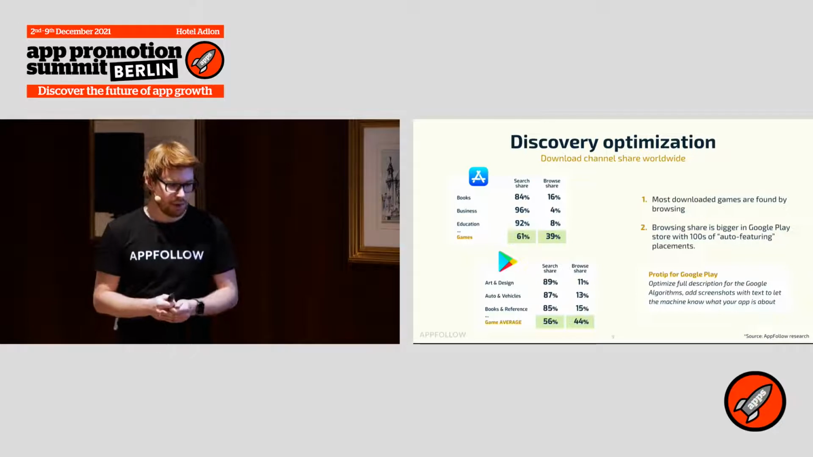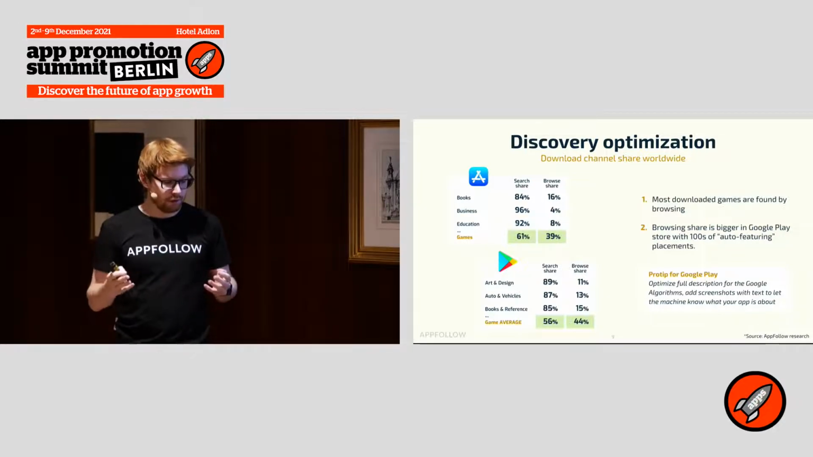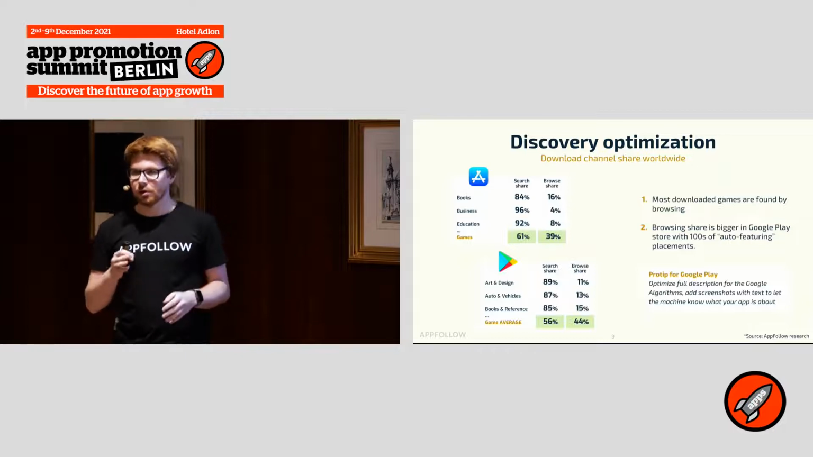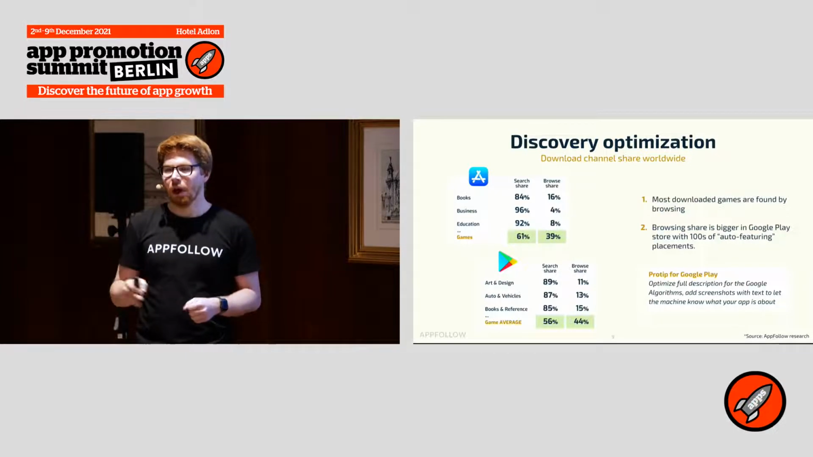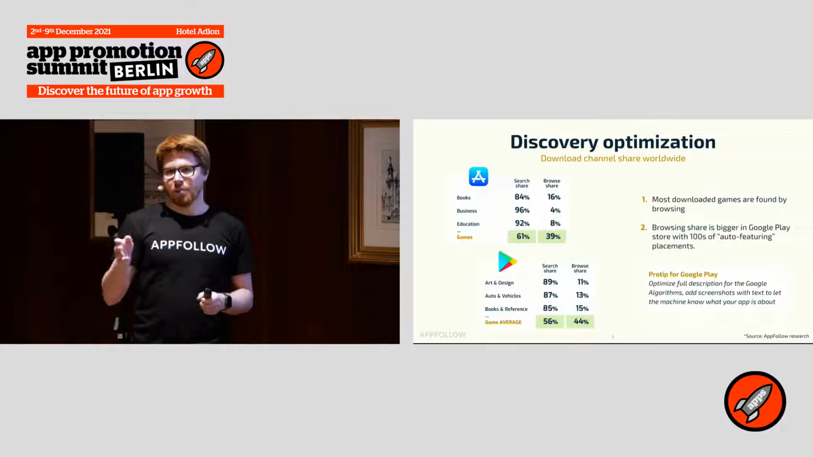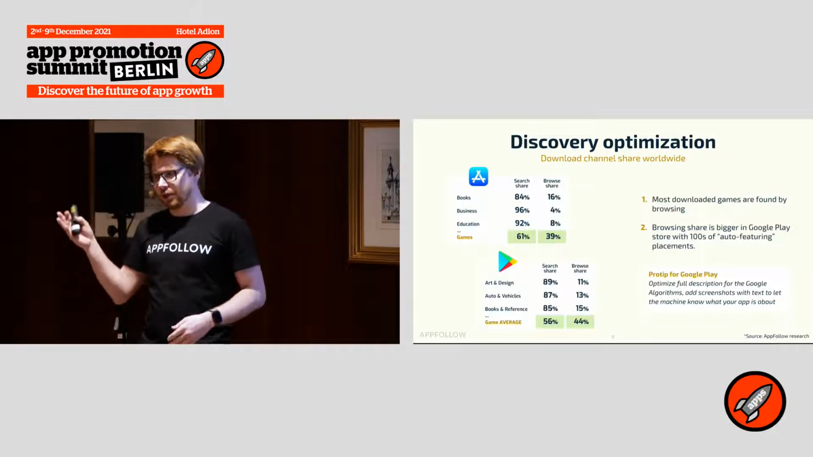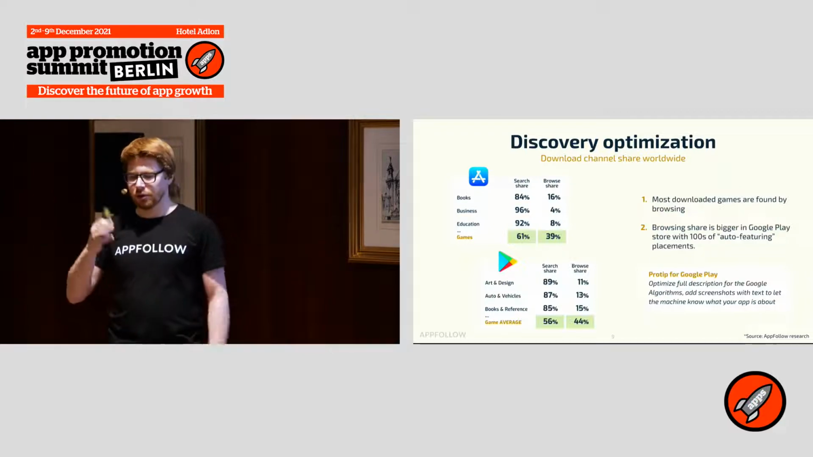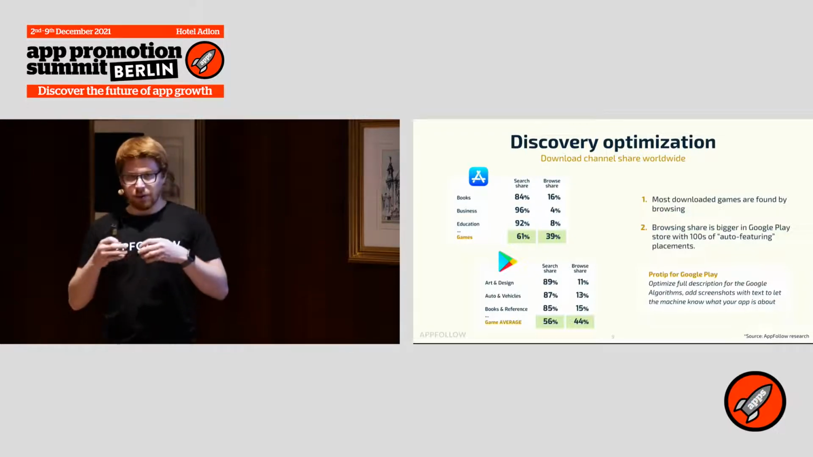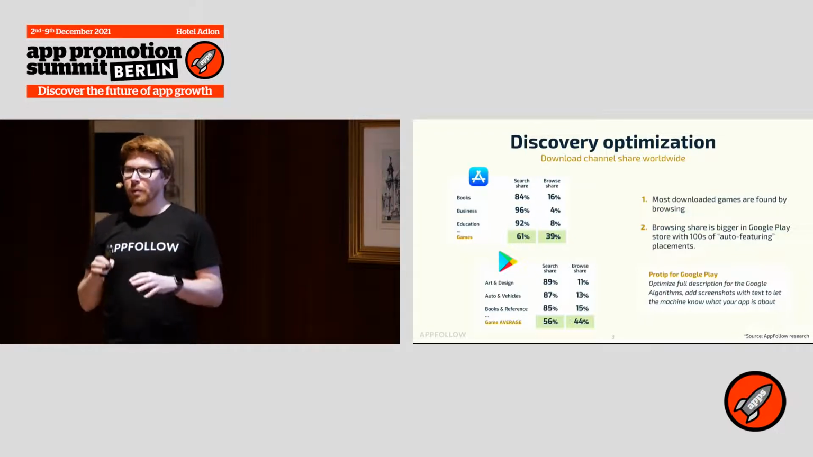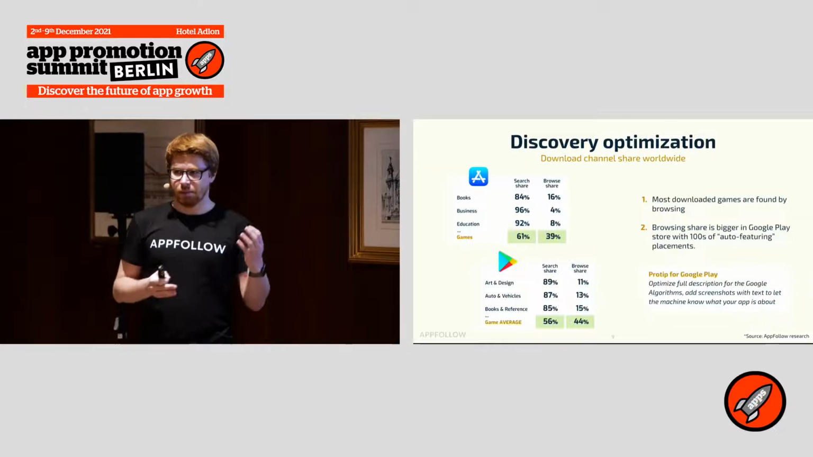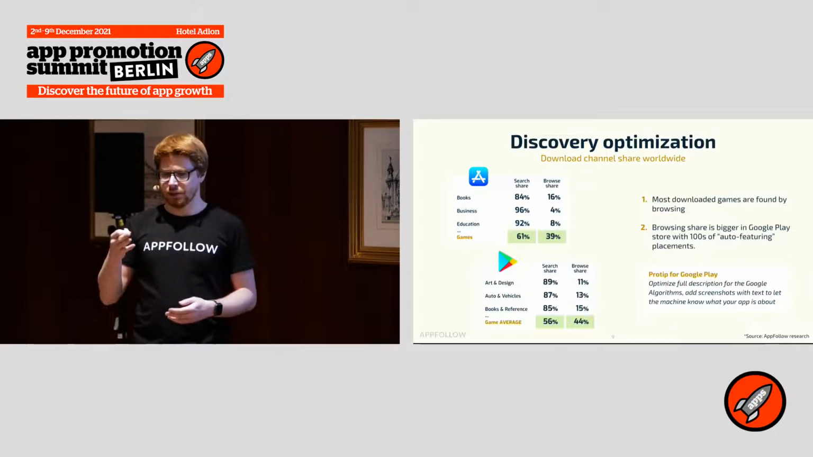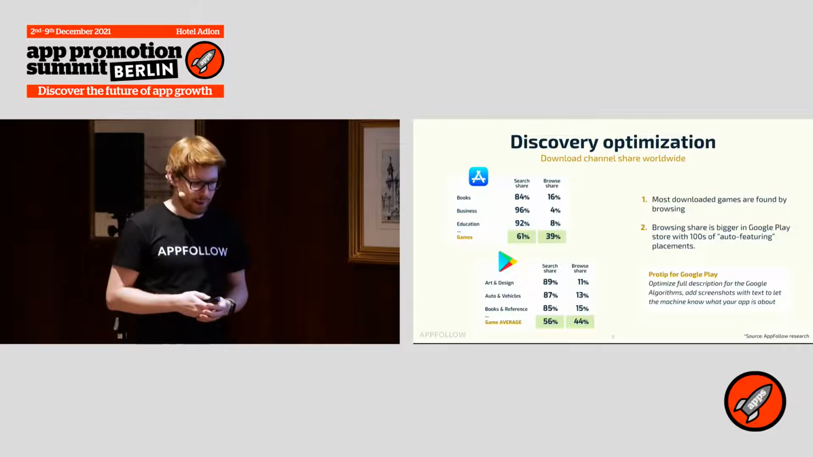Of course, the browse share in Google Play is bigger for all categories, because Google has these auto-featuring placements, like when your app can be featured in some kind of collections, in travel, in utilities. There are auto collections, lots of them, and the browse share in Google Play will always be higher, because it's based on their algorithms and on how they discover apps.